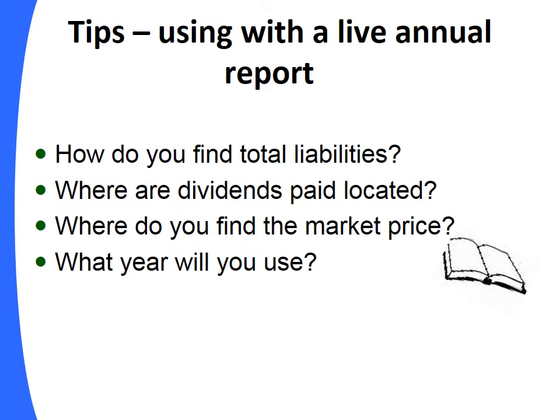So some tips with using the live annual report. Total liabilities, just a tip. You're not going to find it. Most companies make you go in and add up all of their liabilities. Another way of doing it is to take total stockholders' equity and liabilities and subtract out stockholders' equity. So companies don't tell you total liabilities. I think they do that on purpose. They'll show current liabilities. Don't make that mistake and use current liabilities when you need to use total.